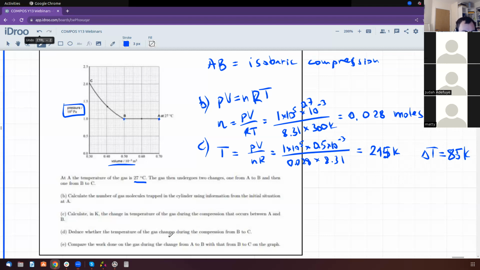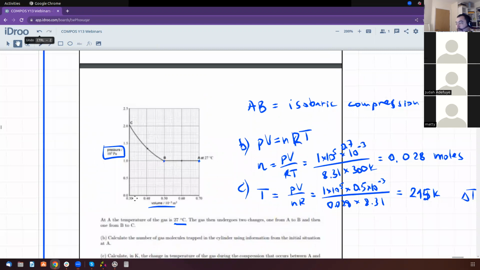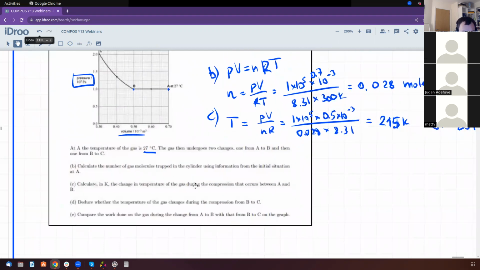Deduce whether the temperature of the gas changes during the compression from B to C. And the answer is yes, it does. How would you do that? How can you tell that it changes? PV isn't constant. PV is not constant, of course. Therefore, it is not an isothermal process. So, and then you just, yes.